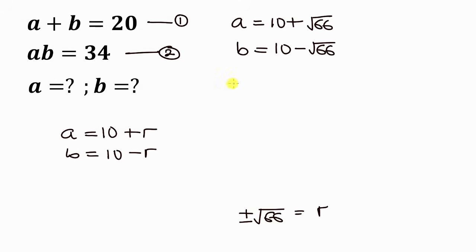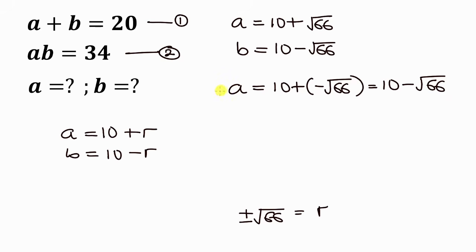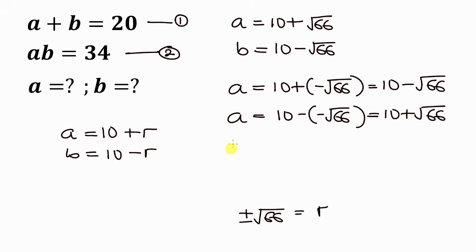Now let's see when r is negative. So a will be 10 plus, now r is negative, so negative square root of 66. So this will be 10 plus times minus is minus the square root of 66. So that's our a. Then our b will be 10 minus r, where r is negative square root of 66. Then this will be 10, negative times negative is positive, root 66. So we see that the values of a and b are interchangeable.